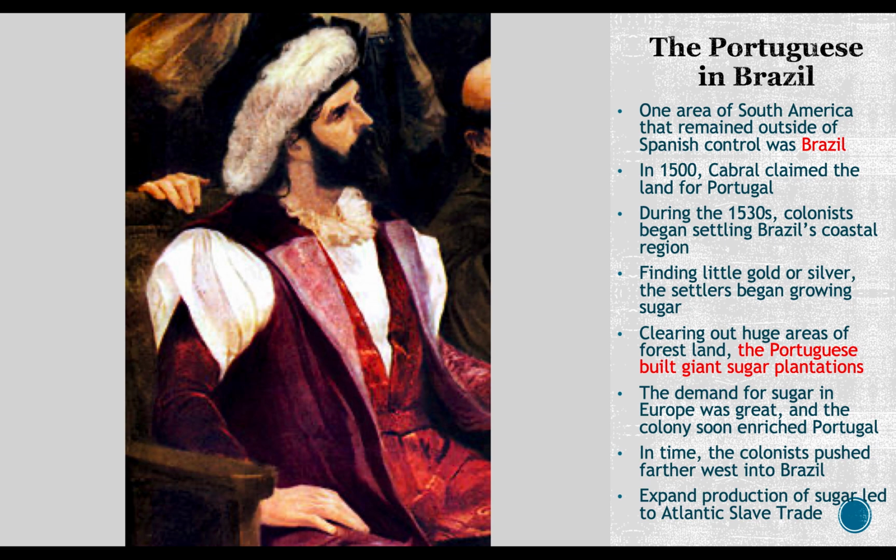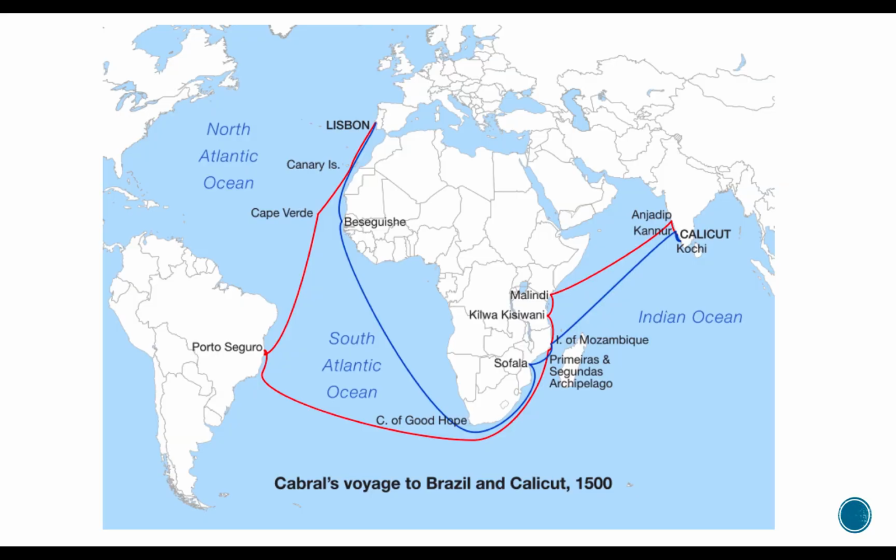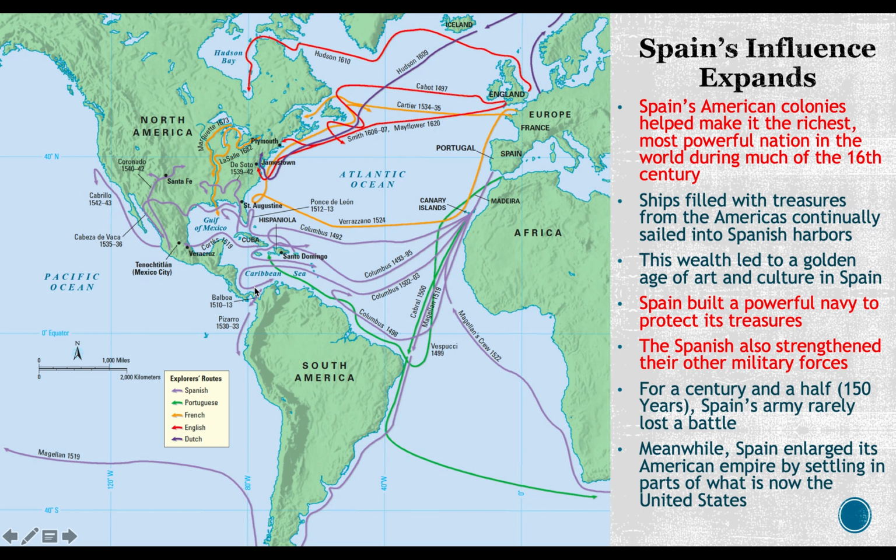Expanded production of sugar led to the Atlantic slave trade. They're going to need people to work these sugar farms or these sugar plantations. These Portuguese weren't going to do it, so what are they going to do? The Portuguese were going to come down to Africa and start capturing people, make them into slaves, and then ship them over to South America. This is when we get into the slave trade.